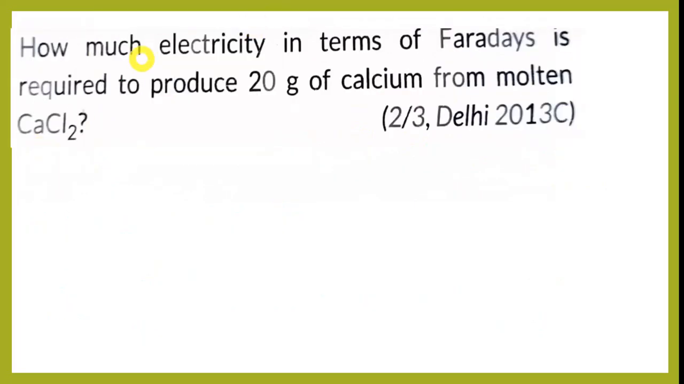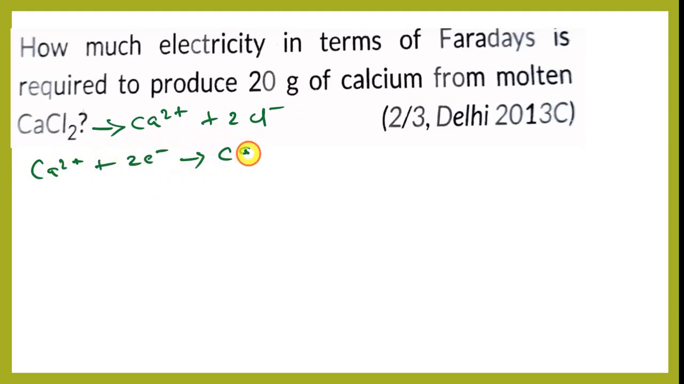How much electricity in terms of Faradays is required to produce 20 gram of calcium from molten CaCl2? Let us write the equation for CaCl2 here. The CaCl2 dissociates as Ca2 plus and 2Cl minus. So the Ca2 plus requires 2 electrons to get converted into Ca. So how many electrons are required? 2 electrons, so the amount of electricity required is 2 Faradays. The molar mass of calcium is 40 grams here.